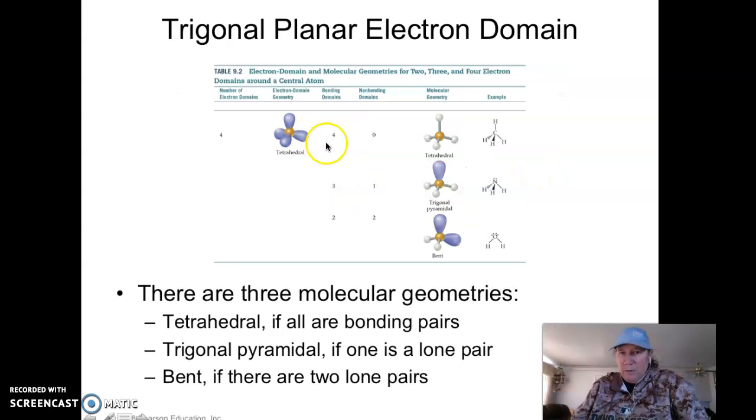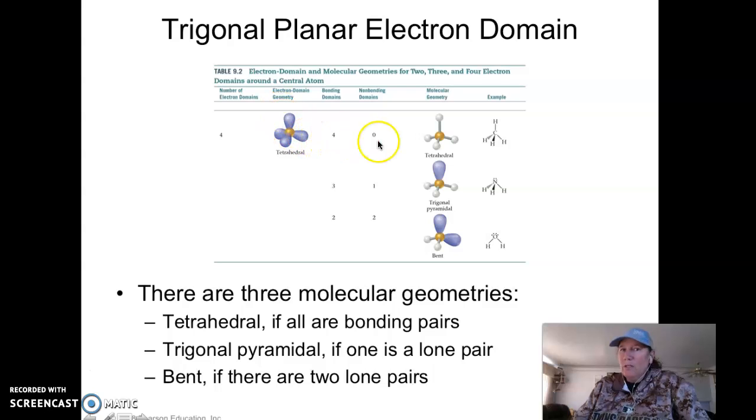Here's some tetrahedral ones. Here we got carbon with 4 bonded to it. 4, 0, tetrahedral. Here we've got NH3. Again, we got that lone pair. 3, 1, trigonal pyramidal. Here we got water. We have oxygen with 2 lone pairs and 2 bonded. 2 and 2, bent.